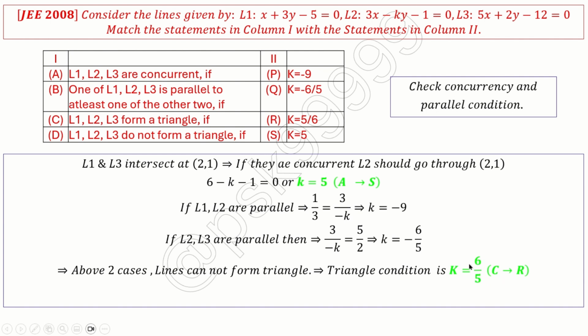So this is mapped now, and then you have D, that is L1, L2 and L3 do not form a triangle if any of the above three are correct, right? So for D, P, Q, S, all three are correct. This is important. All three conditions are correct for D. And for B, which is the two parallel conditions, P and Q both are correct. So this is how we should map it.